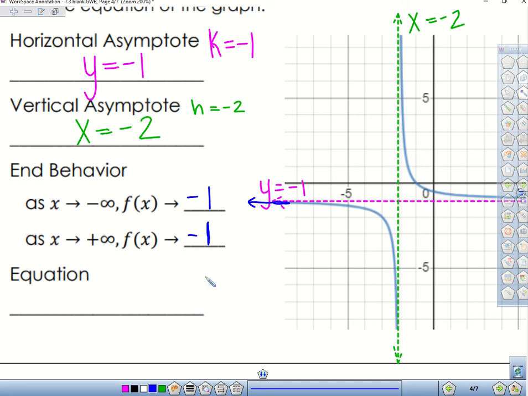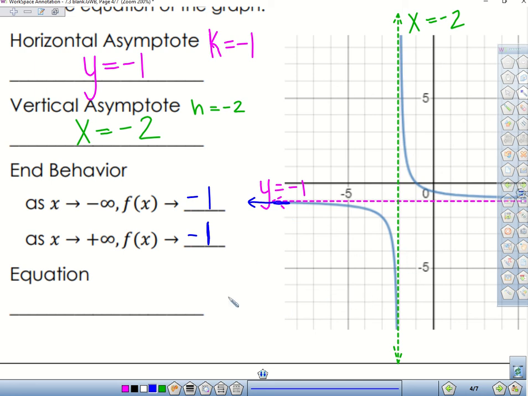Okay? So basically what you're looking at is what the graph is doing in its future, on the left and on the right. In what direction is it going, up or down? Well, this one's not really going up or down. It's just getting closer and closer to -1. What's it approaching? And now we're going to write our equation.